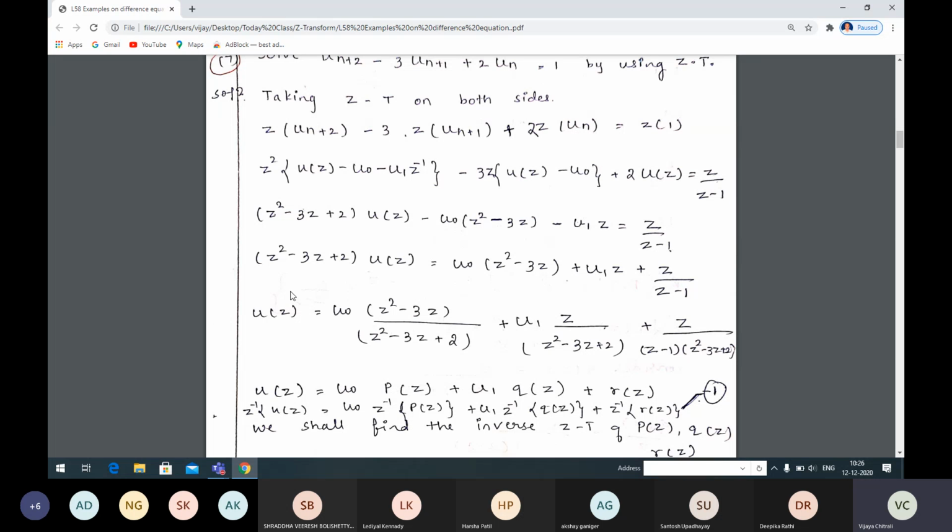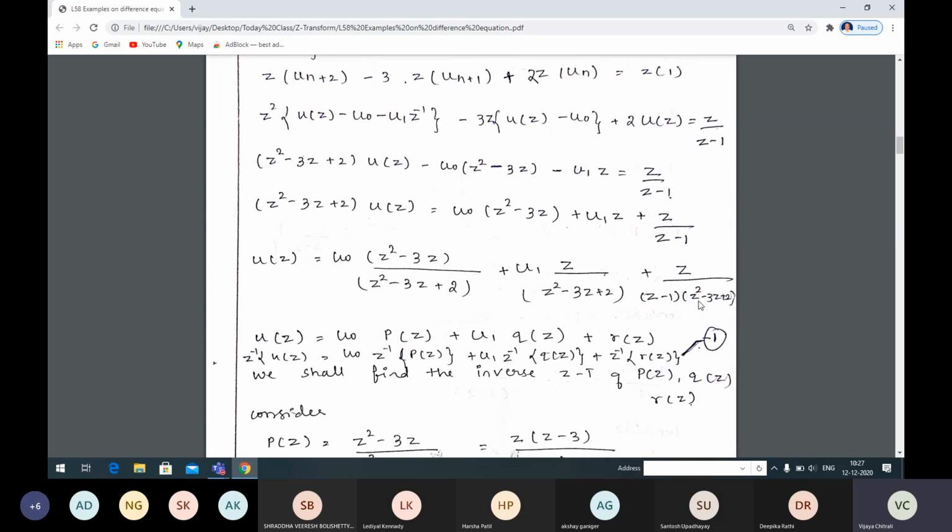Next, transfer these two terms, u naught times z square minus 3z and minus u1 z, from LHS to RHS. Minus becomes plus. So we get u naught times z square minus 3z, plus u1 z, and plus z divided by z minus 1. The last term is as it is.